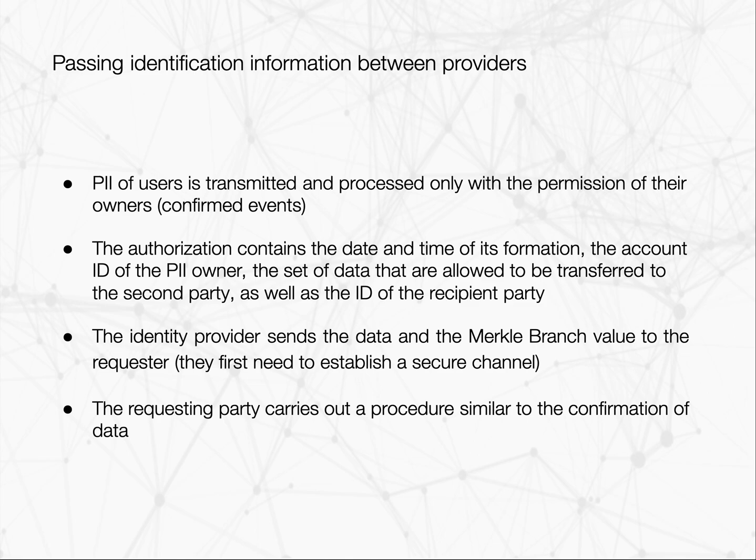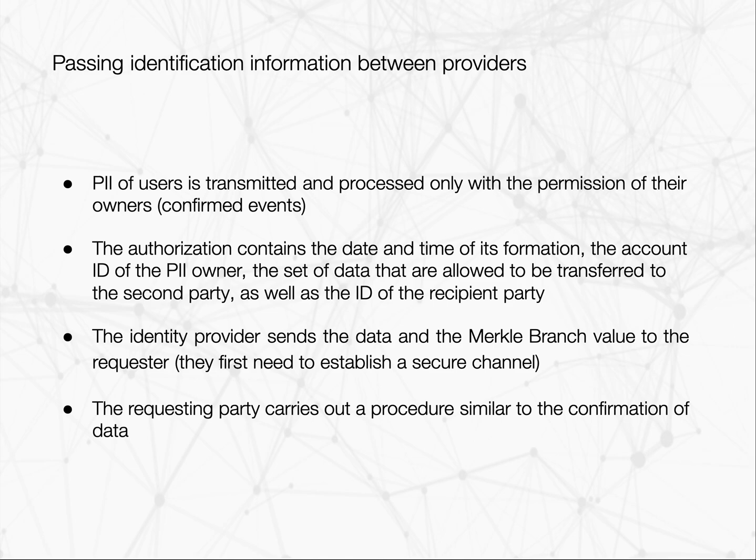Such permission must contain the date and time of its formation, the identifier of the PII owner's account, the set of data that is allowed to be transferred to the second party, as well as the identifier of the recipient site. Note that the request must be signed by a private key that is tied to the user's account. If the registrar receives a similar request from the user, he checks the signature value of the request using the public key that is specified in the user's account. If the signature is valid, then he looks at what set of personal data is requested, and if he really has the required set of personal data, then he sends them and the Merkle branch value to the requesting party.